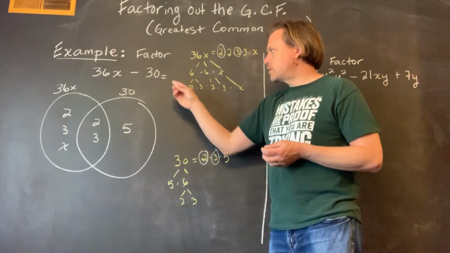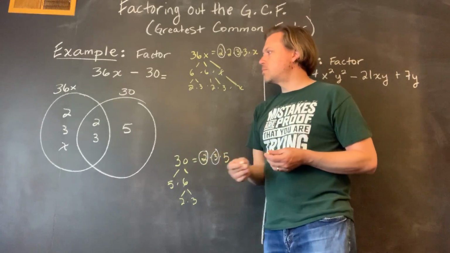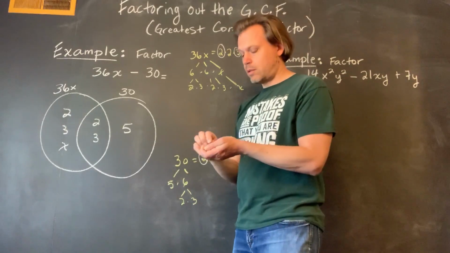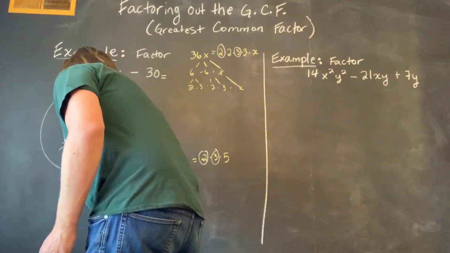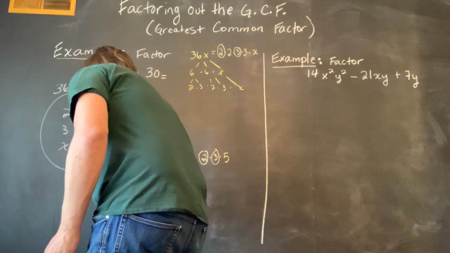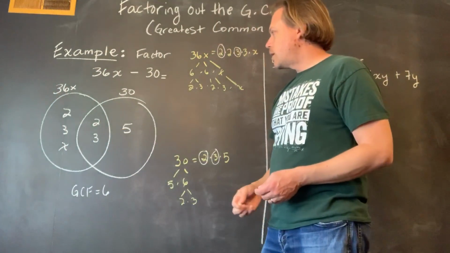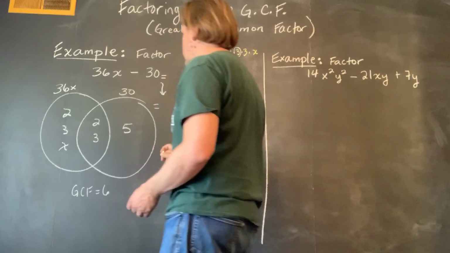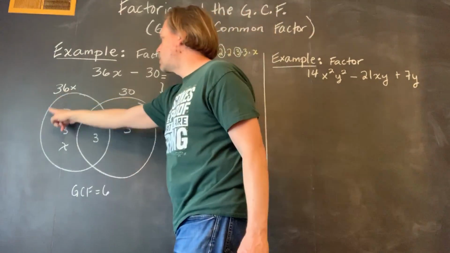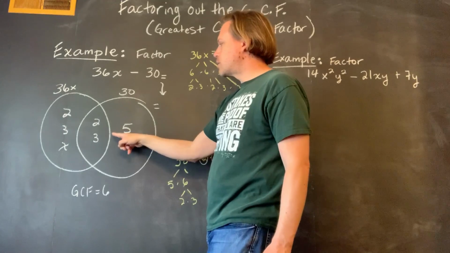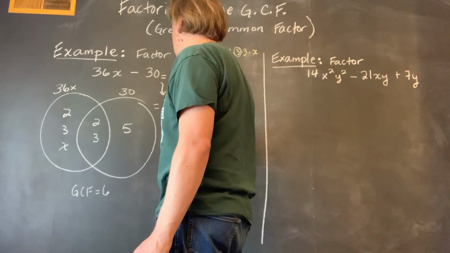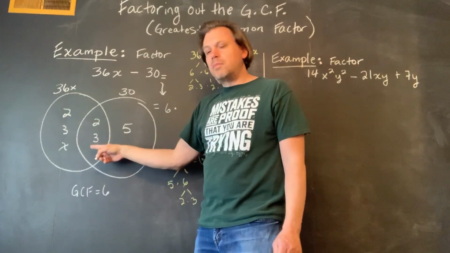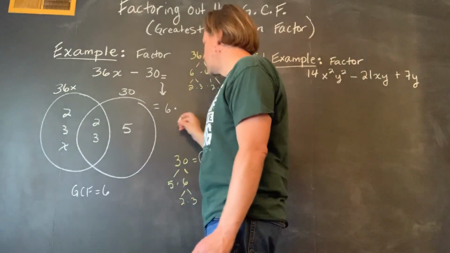And so to factor this out, I'm going to rewrite each of these terms using my greatest common factor. Now the greatest common factor is 6. So maybe I put that down here. GCF equals 6. That's 2 times 3. And now I can rewrite this. Put it down here. Instead of 36x, what's in this circle, I'm going to break it up into 2 pieces. So I'm going to start with the 2 times 3, the 6. And then I'm going to multiply it by these 3 things that didn't make it into the middle. So 2 times 3 times x. That's 6x.